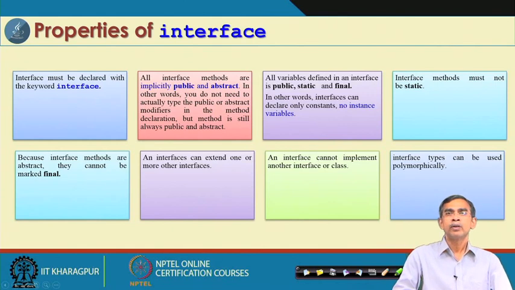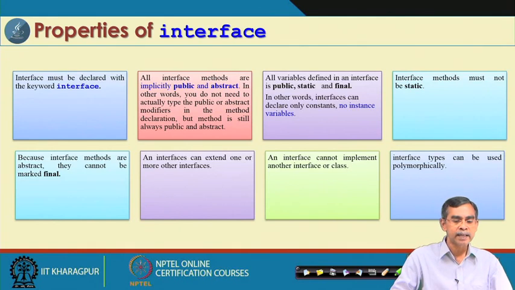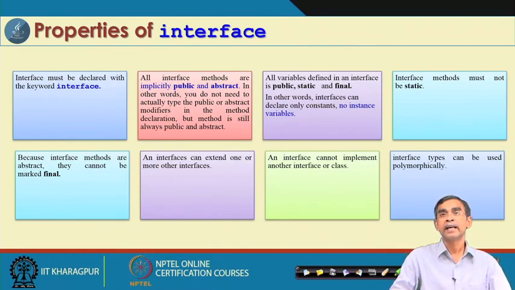Now, before going to the full code about the interface and everything, let us briefly summarize again the interface and its characteristics. As we have discussed, an interface must be declared with the keyword interface. All interface methods are implicitly public and abstract, which I have already told you, because you do not need to mention it explicitly. All variables in an interface should be public, static and final.